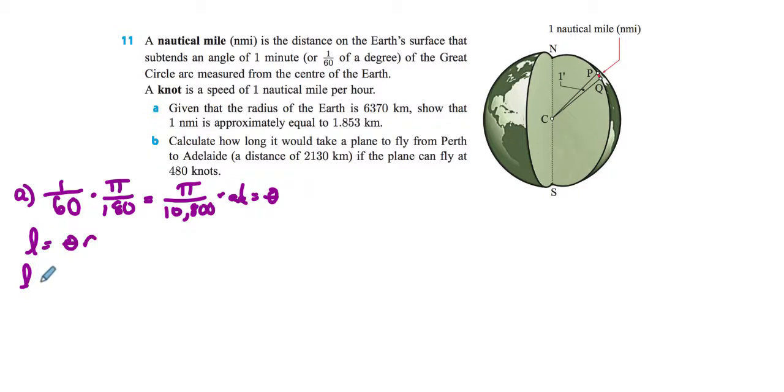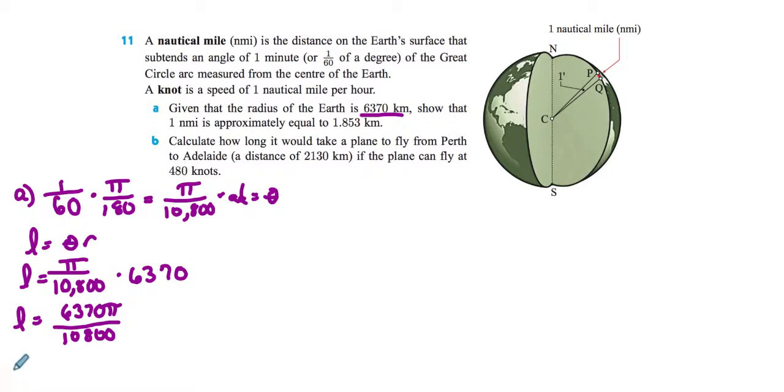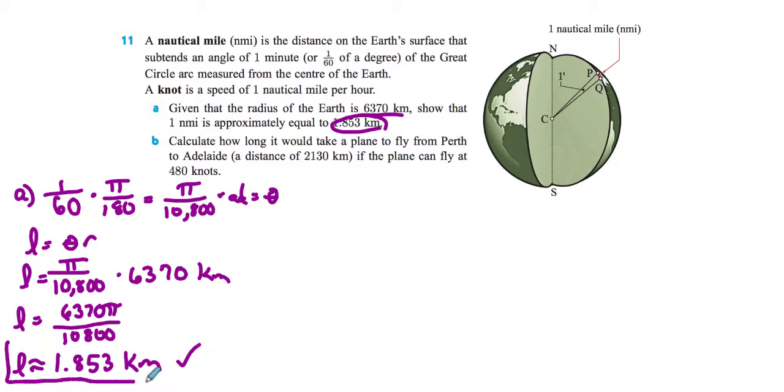And then my arc length is equal to theta times r, so pi over 10,800 times my radius, which they told me is 6,370. Multiplying this together and then simplifying, my arc length is 1.853 kilometers. Yes, that's exactly what I needed to figure out, so I've proven it.